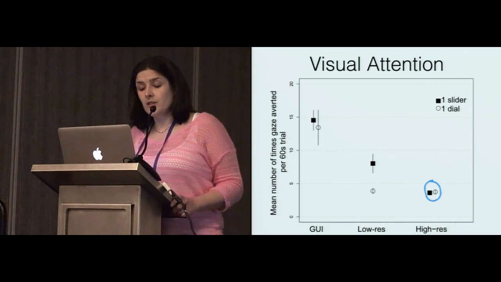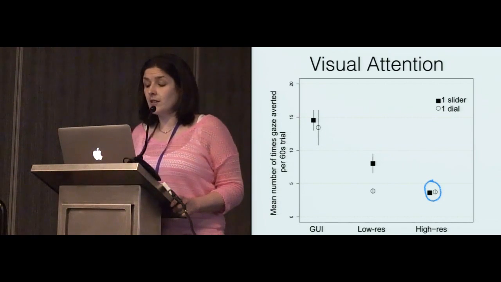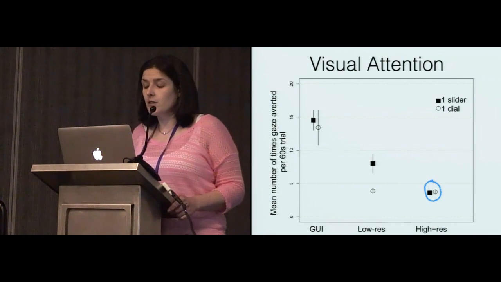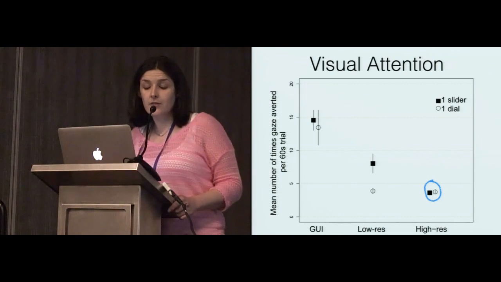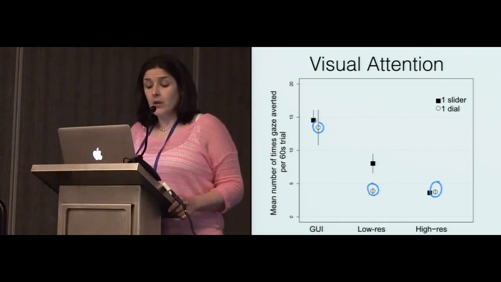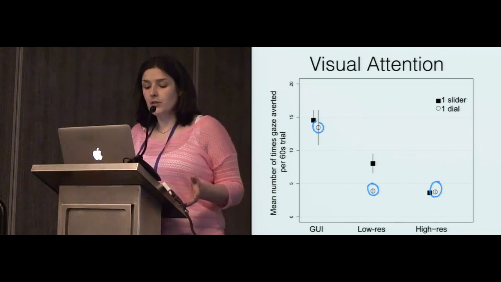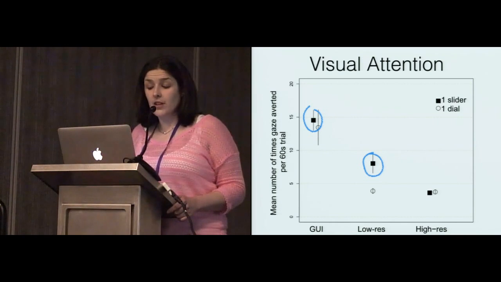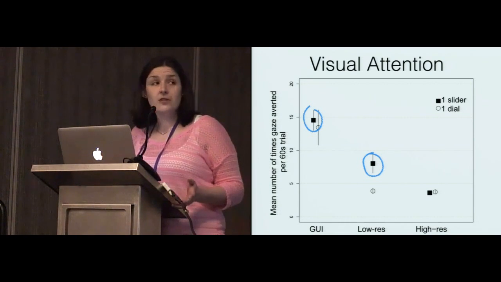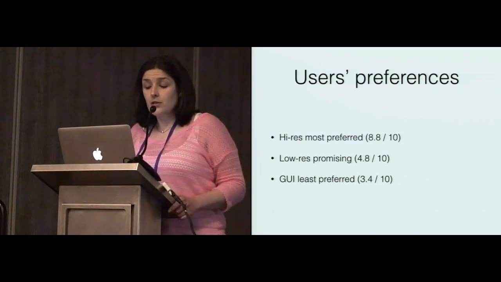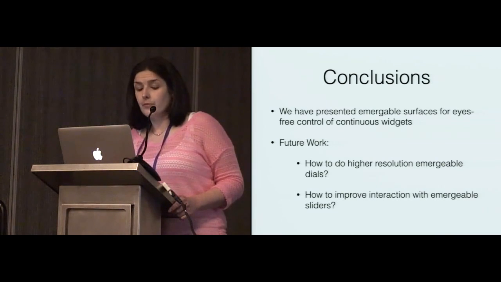Now turning to visual attention, overall, the high-res prototype required the least visual attention. This ranking was corroborated by the subjective rankings from participants who felt that the GUI required the most visual attention, followed by the low-res and then the high-res. When we look at dials, the GUI requires significantly more visual attention than the 2 emergeables, but there is very little difference between the low-res and high-res versions. In the case of sliders, the low-res slider requires more attention than the high-res, but lower than the GUI, which is promising for attention-critical tasks such as gaming or drone piloting. Subjective ratings also showed the value of the physical controls.